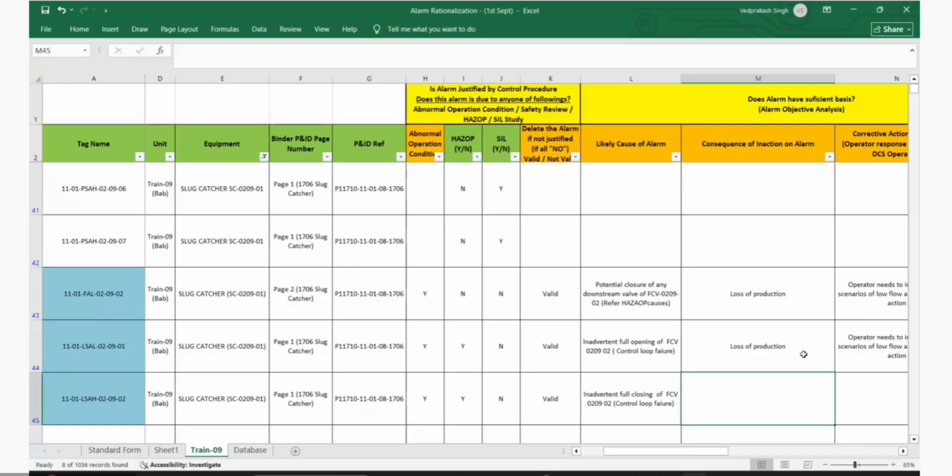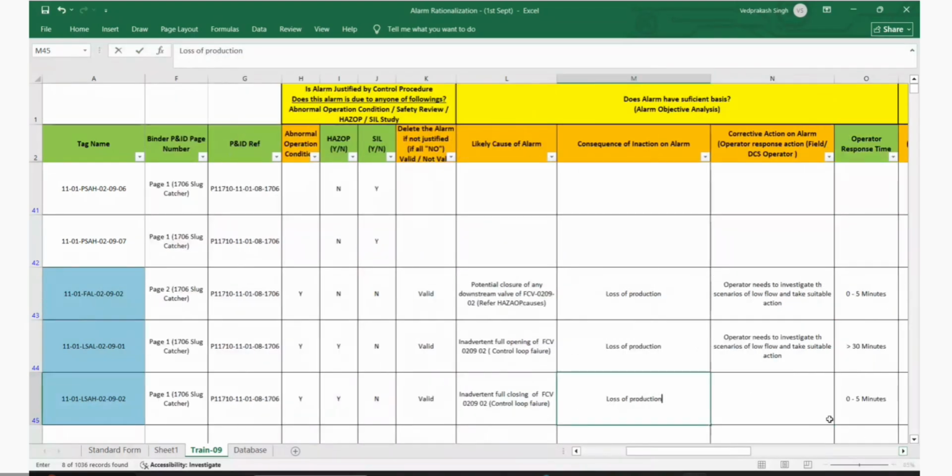Okay. So guys, this is again loss of production. And going for the operator action, the operator needs to do investigation. And same, the action will be higher than 30 minutes. Yeah, same as what we discussed, right? For the trips, we will consider P3. Yes.